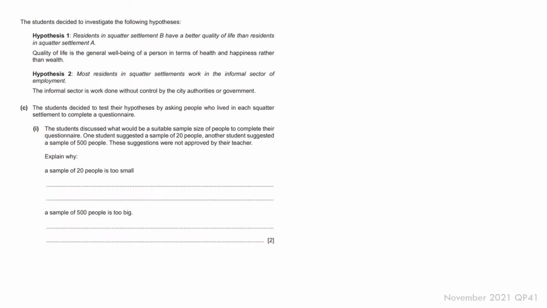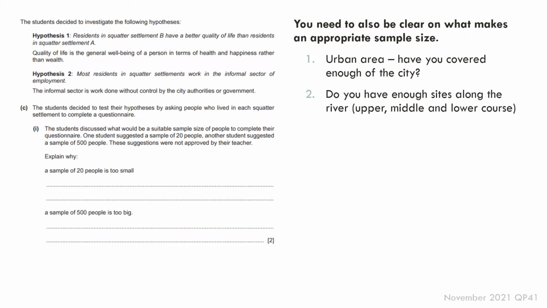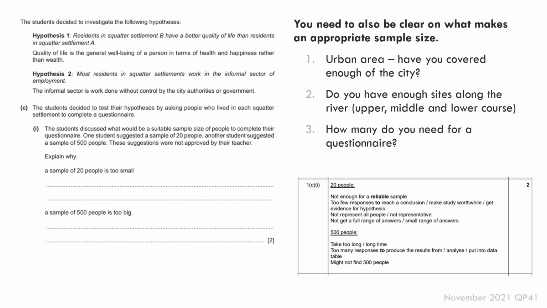So, in terms of sample size, this one's quite a nice question for you to do. So you can have a look at it. Why would a sample of 20 people be too small? A sample of 500 is too big. And again, you need to be clear on what makes an appropriate sample size. So think about an urban area. Have you covered enough of the city? Do you have enough sites along the river to show change? How many do you need for a questionnaire? And these are the various points that you could consider.